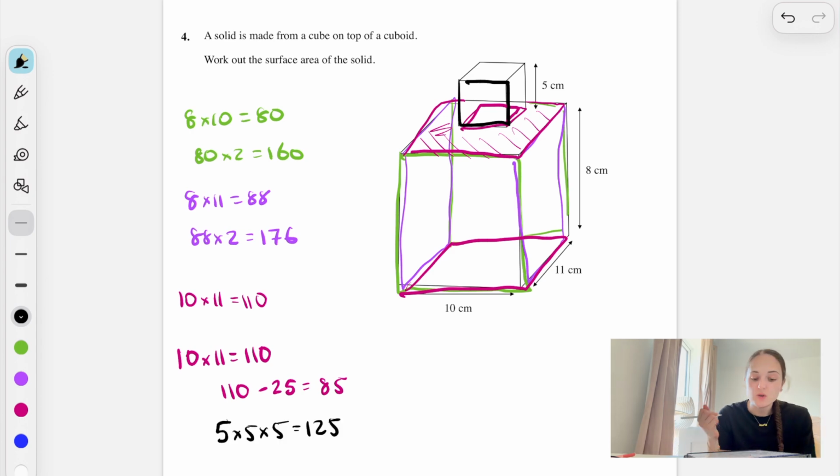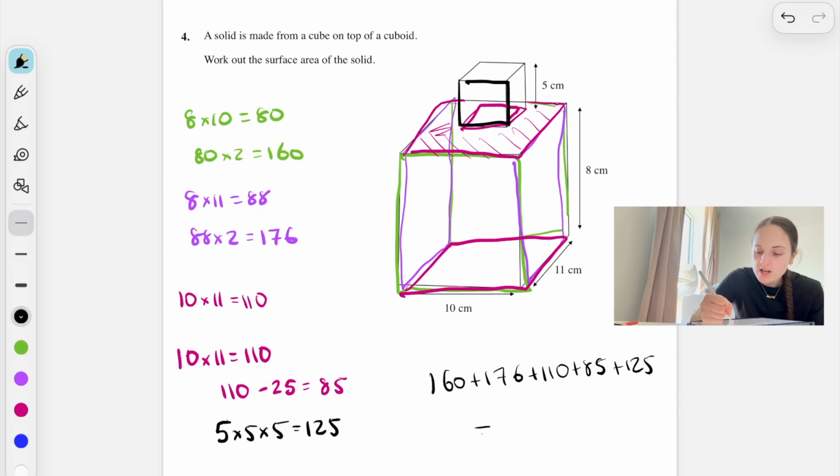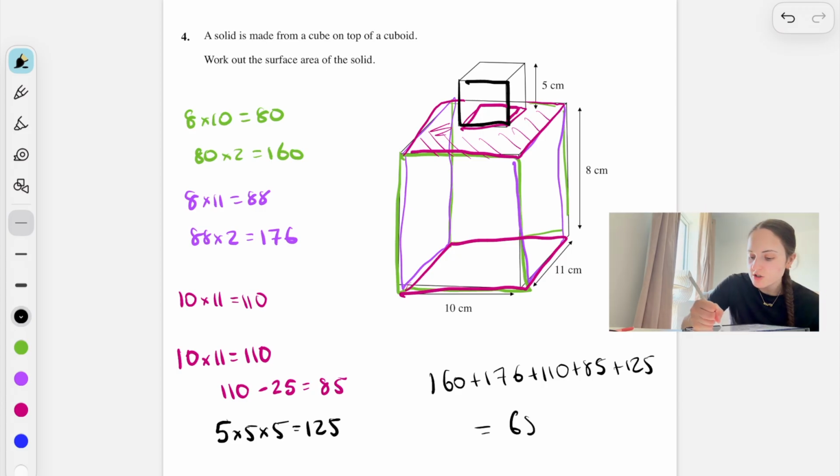So now all I need to do is add them all up. So we have 160 plus 176 plus 110 plus 85 and then plus 125. So in total, I have 656 squared centimetres. So the answer to this question is 656.